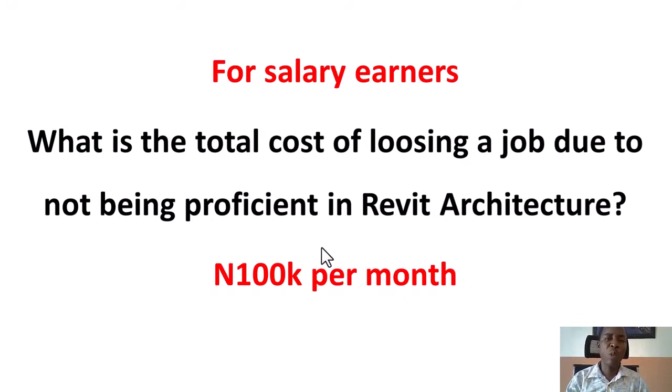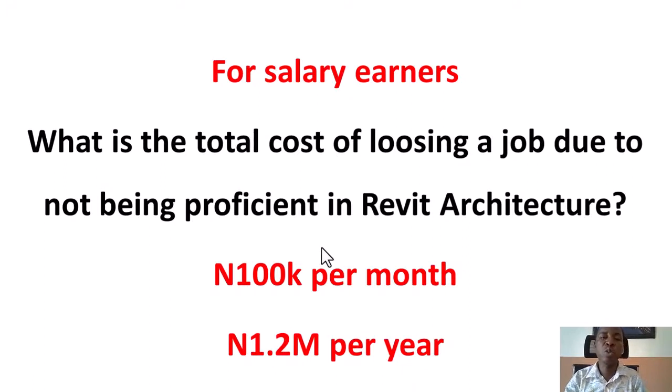And probably the job would have paid you 100,000 naira per month, and for a year you would have earned 1.2 million naira, but you lost it because you were not good at the use of Revit Architecture. Now, what is the cost of losing this particular job? The cost of losing this particular job is 1.2 million naira, and this is what 30,000 naira would have solved easily. But some people will not think like that.